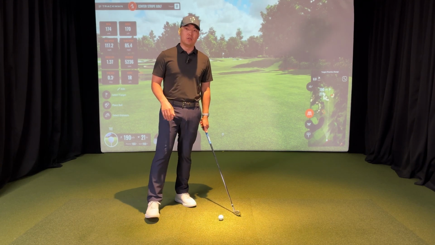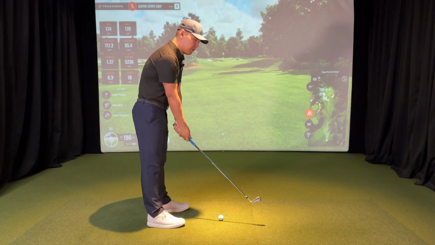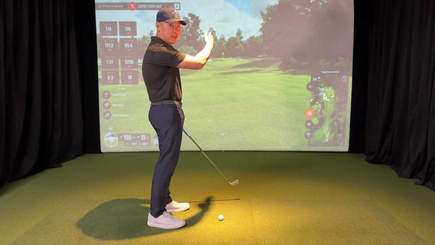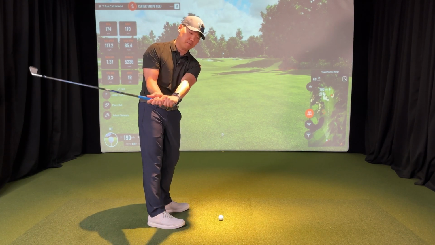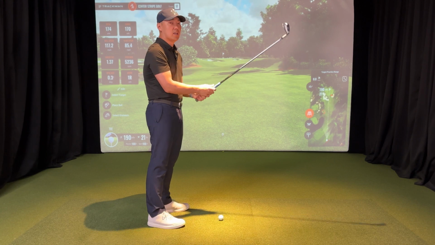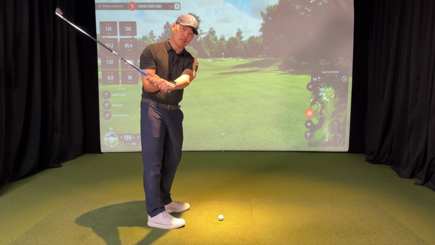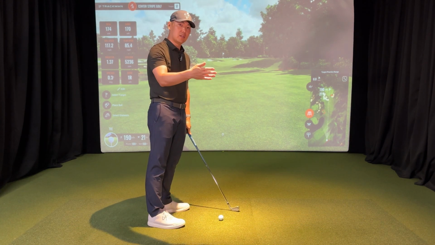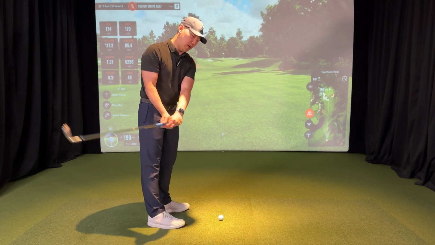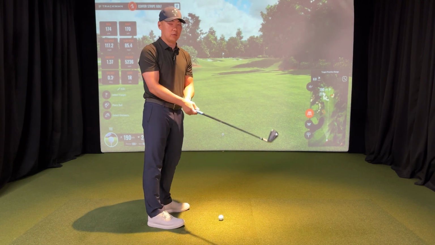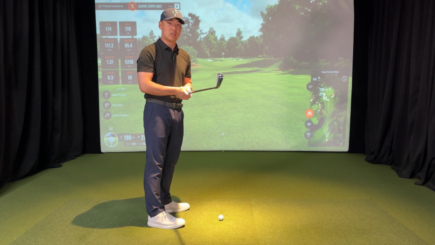I've recently had a lot of students coming in with ideas of fixing their right side miss by flattening out their swing plane by this much. What they didn't understand is it wasn't their swing plane that's causing the right miss. Their swings were actually perfectly on plane or actually coming in from the inside, but it was face control that was causing the right miss.